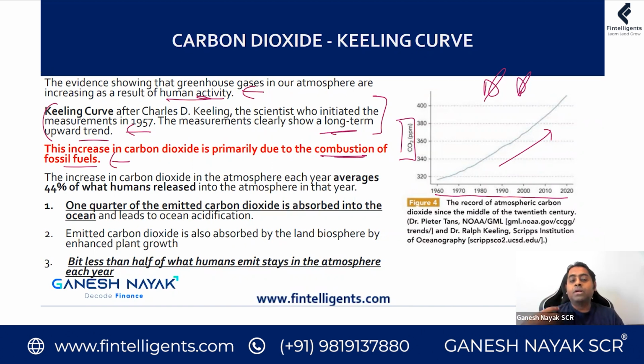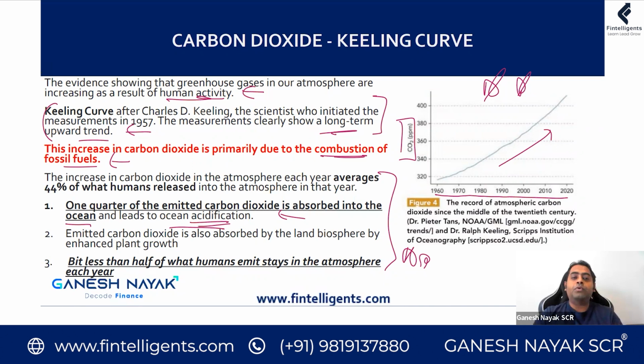Now let us dig down more into the specific nature of carbon dioxide. This part is also important from the exam perspective. What they are giving in the GAR book, they are explicitly highlighting that of the carbon dioxide emitted because of human activity, 44% on average is released into the atmosphere. What is happening to the rest? Almost one quarter, meaning about 25%, is absorbed by the ocean. And this is not good news for us. Why? Because when it is absorbed by the ocean, it leads to ocean acidification, which is also a problem that we are going to talk about as we move ahead.